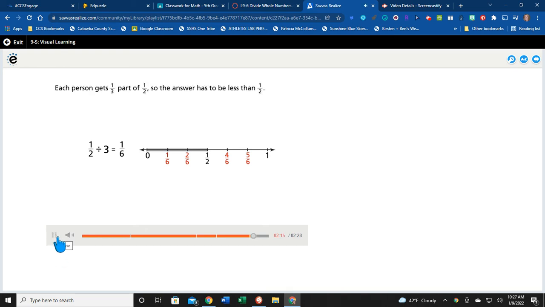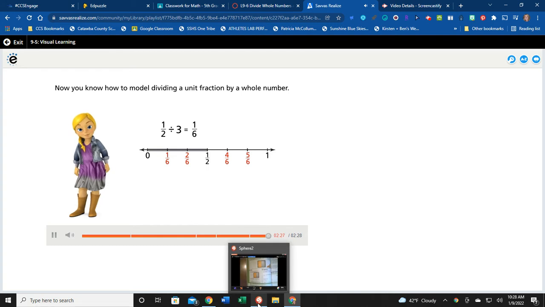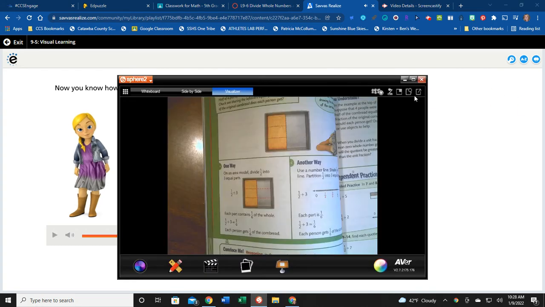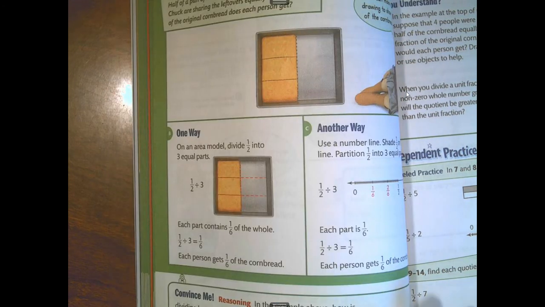Each person gets 1/3 part of 1/2, so the answer has to be less than 1/2. Now you know how to model dividing a unit fraction by a whole number. All right, so what we see is when we divide unit fractions by whole numbers, we're getting smaller unit fractions. So our answers are always going to be those unit fractions.